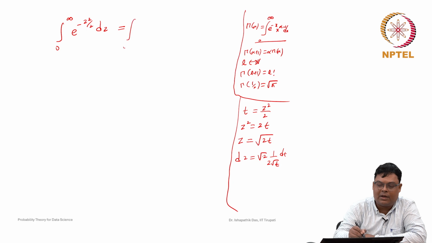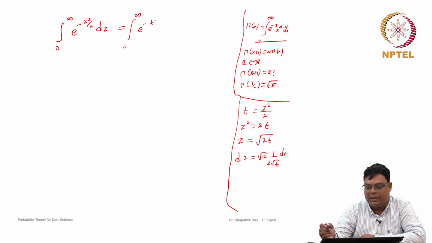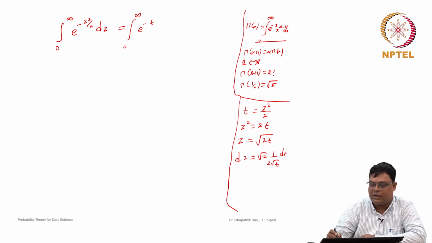So the limits stay from 0 to infinity, and we have e to the power of minus t. Then dz is root 2 by 2, times 1 by root t, to the power 1 by 2, then root 2 and dt.